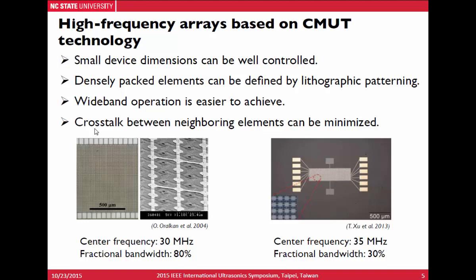CMUT technology offers advantages for making high-frequency broadband transducers, mainly because, first of all, the small device dimensions can be well controlled by photolithography technology, and the densely packed elements can be defined by lithographic patterning. Also, it is well known that wideband operation is easier to achieve for CMUTs, and the crosstalk between neighbor elements can be minimized. High-frequency CMUTs have been reported before, but it has also been shown that for high-frequency CMUTs, the broad bandwidth is more difficult to achieve.